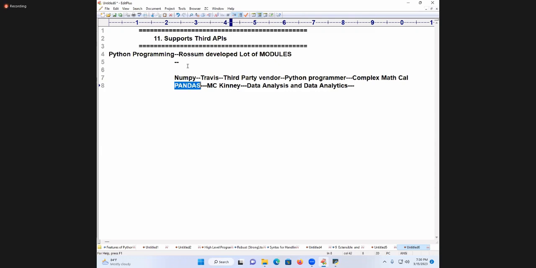Pandas. Pandas is not a part of the language. It was developed by McKinney, a third-party person. Like that, there are a lot of modules. Matplotlib. Take a small example: when you take your students' progress report, the school gives you a graph, right? An annual graph. By looking at it, you can almost understand the capacity of the student and how the progress is.